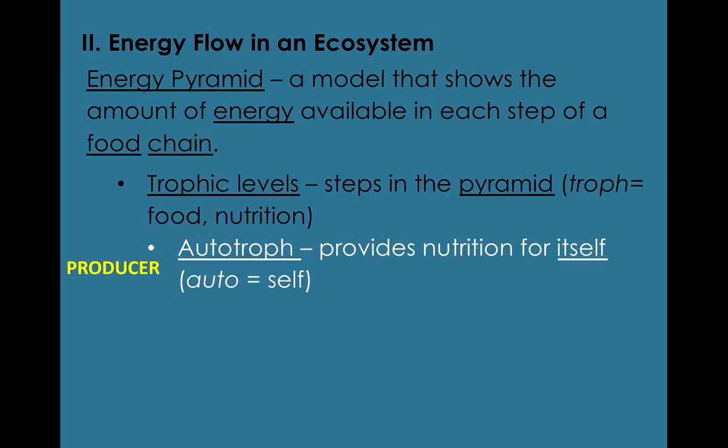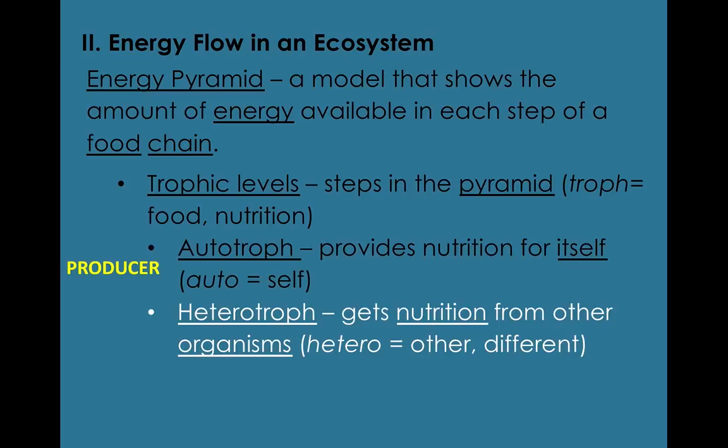The other kind of troph that we have is called a heterotroph. And the root word hetero means other or different. So a heterotroph gets their nutrition from other organisms, which is where that word comes from, heterotroph. Now, as you might already be suspecting, another name for a heterotroph is a consumer.